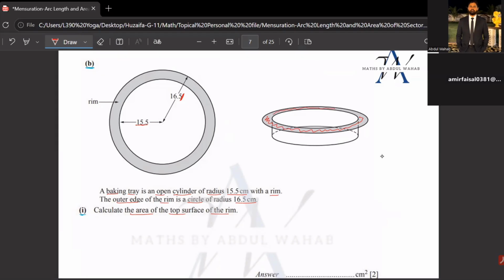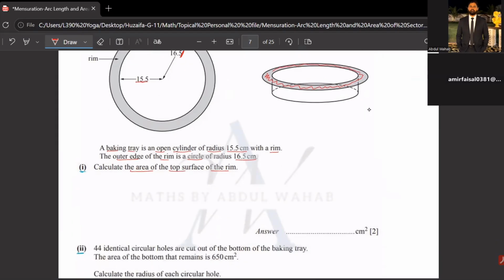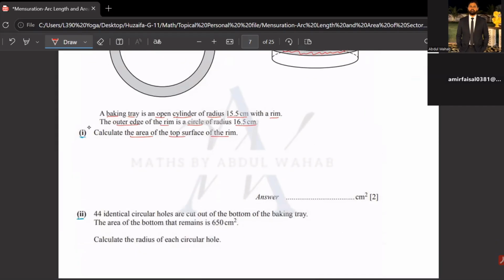Now, how can we find the area of the shaded region? Well, we just plug in the value for the area of the outer edge. If we find the area of the bigger radius, then find the area of the smaller radius and subtract it, then we can get it. You can say area of the outer edge minus area of the inner edge, but it is the area of the rim.